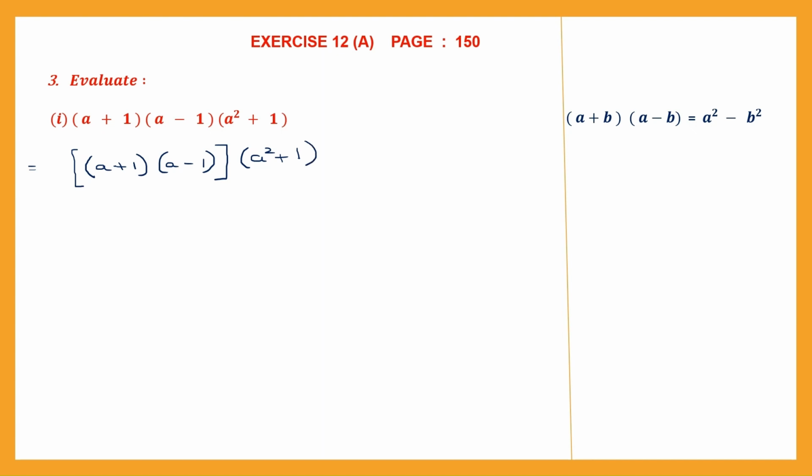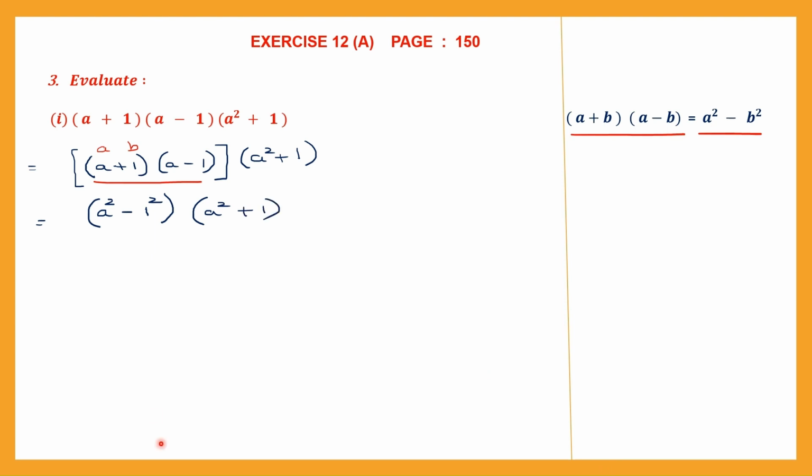Okay, so now this one we're going to use this formula, a plus b into a minus b equals a square minus b square. So this is a and this is b. So a square means this will become, a is still a here, a square minus, what is b? B is 1. So 1 square. So a square minus 1 square. So we have finished with this. Now we bring down this next to it. So this will be a square plus 1.